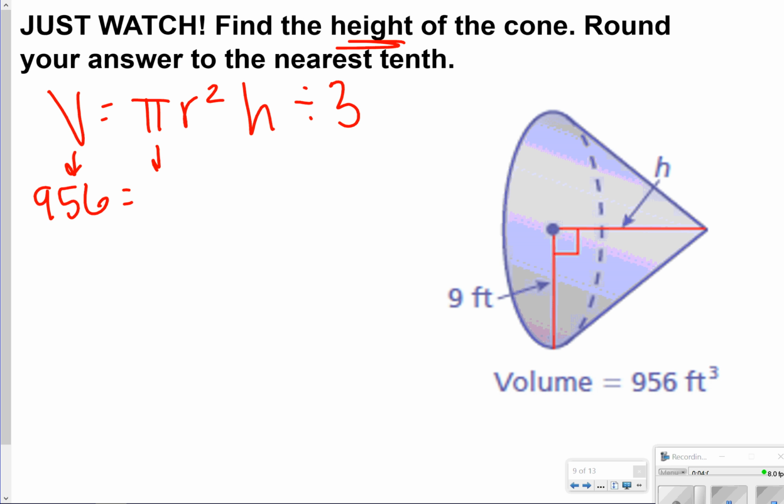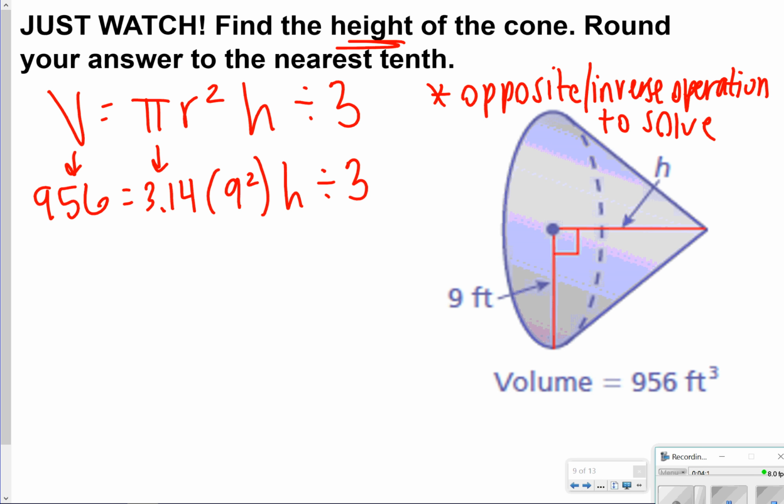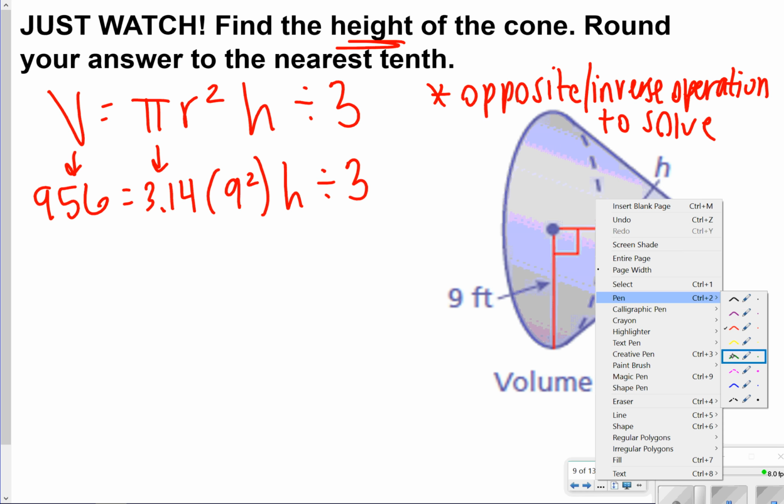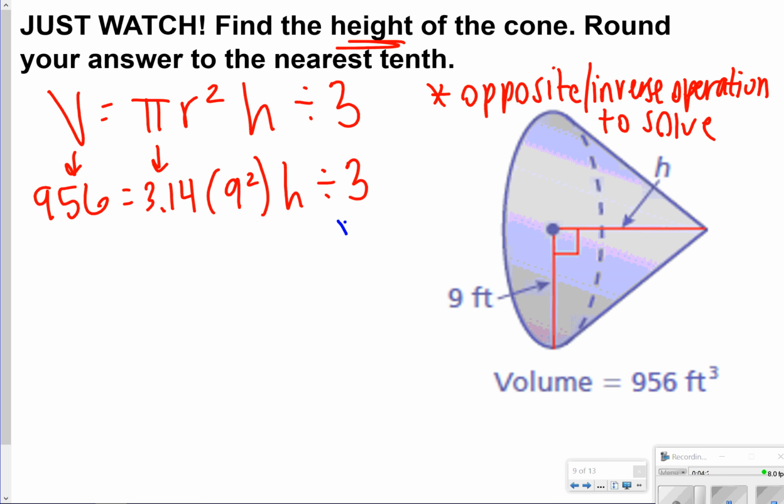I know pi is 3.14, and I know radius squared is 9 squared. I don't know height, and I know this should be divided by 3. Remember, to get variables by itself, you have to do the opposite operation in order to solve it. That can also be called the inverse operation. So I'm going to start off by showing my inverse operation of dividing by 3, and I'm going to times both sides by 3, so that these 3's can be canceled out.